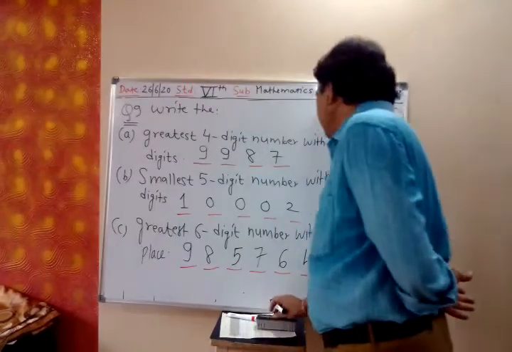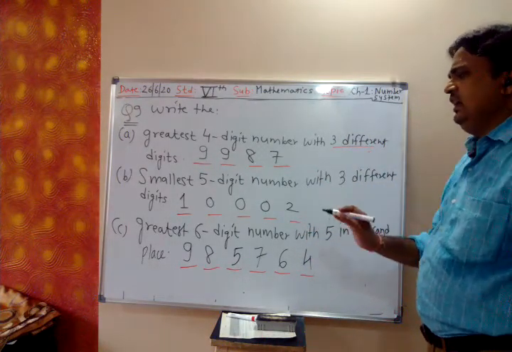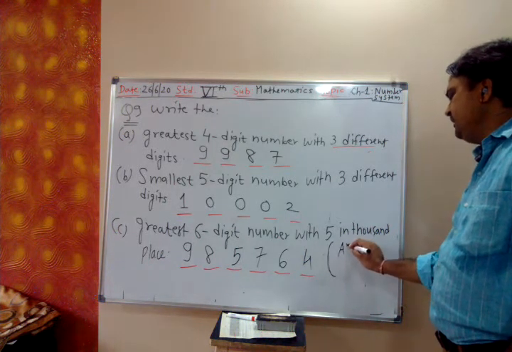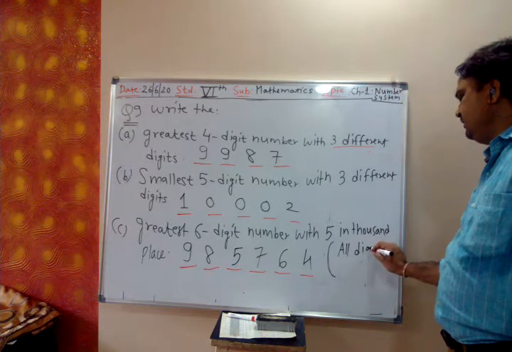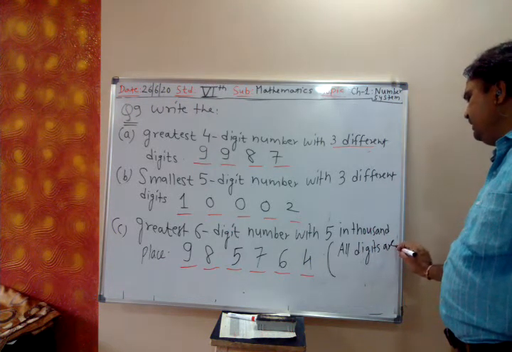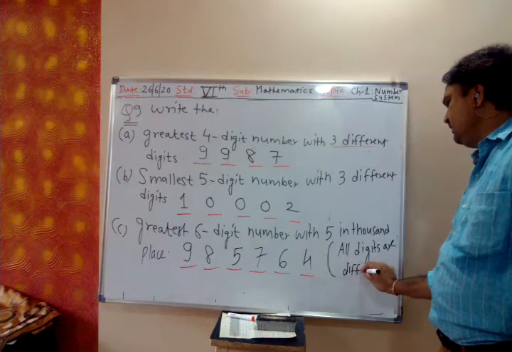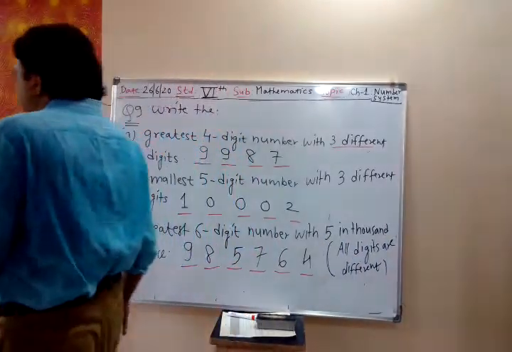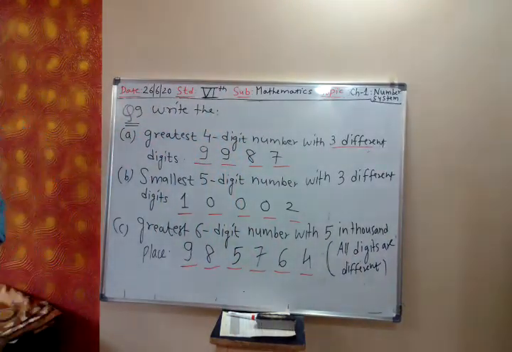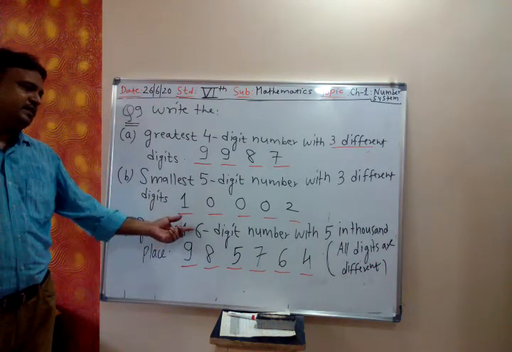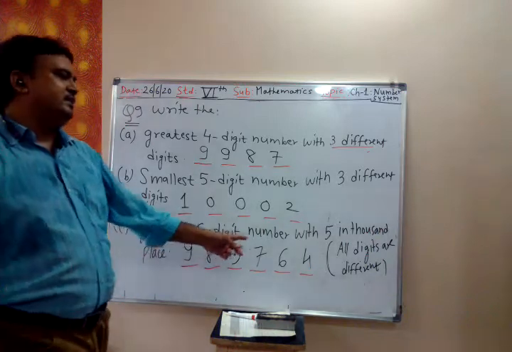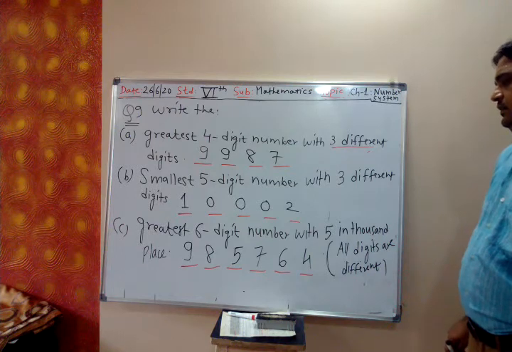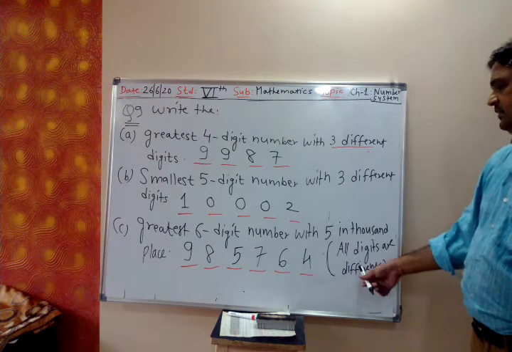See, this you can take the case all digits are different. Let me take all digits are different. Let me take this case, and let me write this case additionally. When all digits are different, the greatest 6-digit number with 5 in 1000 place, this additional condition I will write: all digits are different.